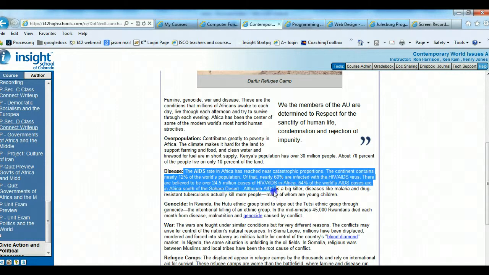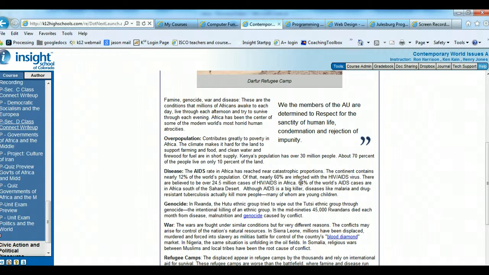AIDS is a huge epidemic in Africa. 64% of the world's cases are in Africa, in the southern part of Africa. Not the country of South Africa, but the southern part of it. Malaria and tuberculosis kill many people, kill many children.